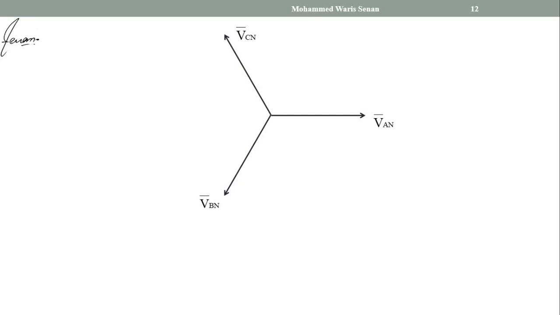So we need two quantities. One is VAC, another is VBC. So VAC will be equal to VAN minus VCN. So first draw minus VCN. So this is minus VCN. We just reverse the direction of VCN, we get minus VCN. So for calculating VAC, we need VAN and minus VCN. So in the phasor diagram, we have VAN as well as minus VCN. So by adding these two vectors, we will get VAC.